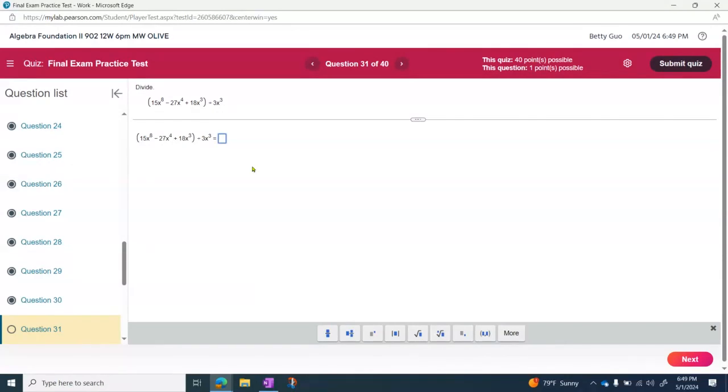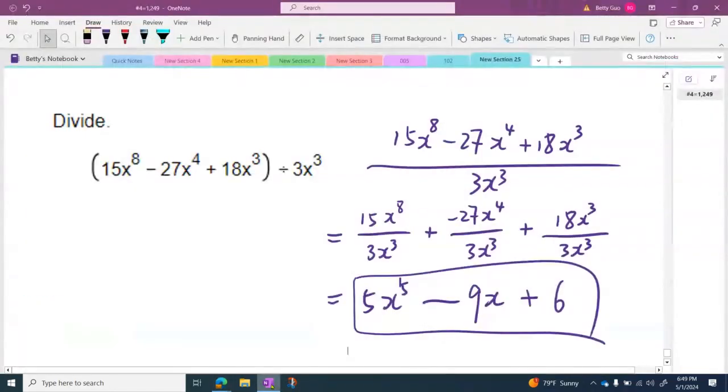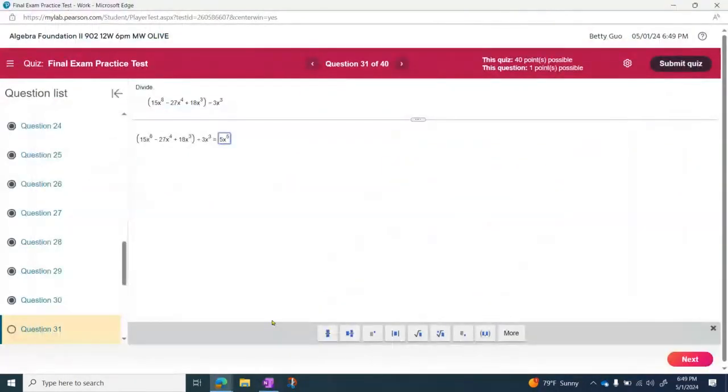So here we have 5x to the power of 5. Let me double check. 5x to the power 5, yeah, minus 9x plus 6 here. Next.